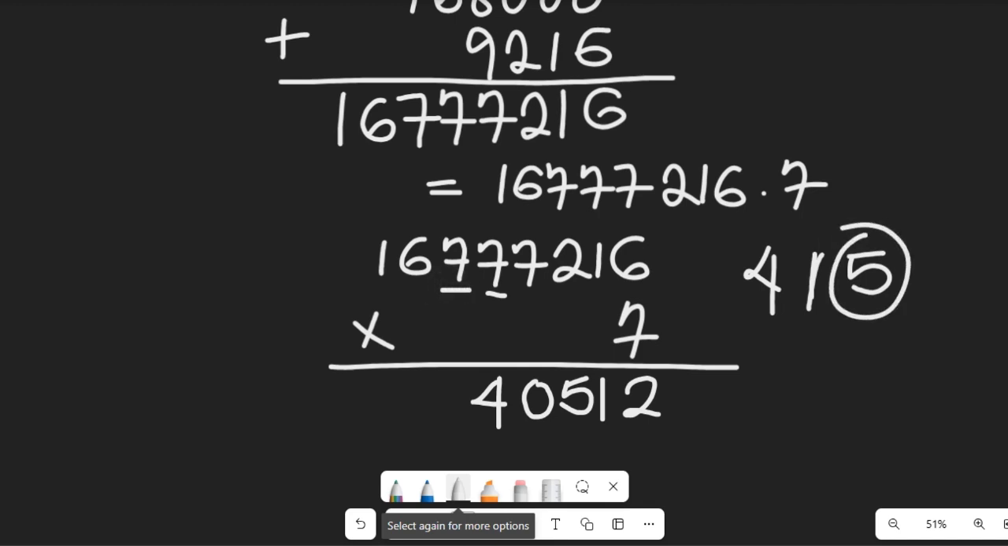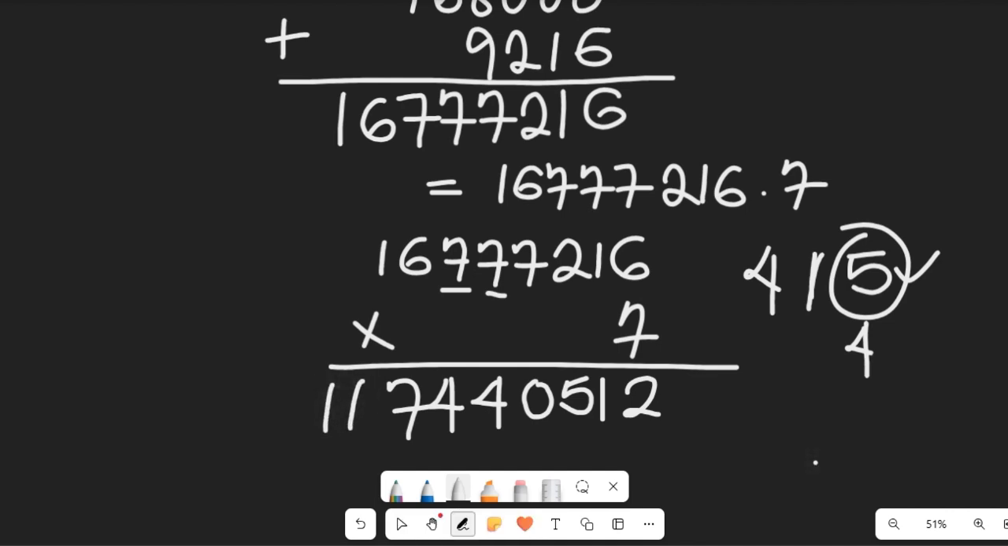The next 7 times 7 will give us 49. 49 plus 5 is going to give us 54. So we write another 4 and carry over 5, right? 7 times 6 is going to give us 42. 42 plus 5 is going to give us 47. We write a 7 and carry over 4. 7 times 1 is 7 plus 4, that will give us 11.